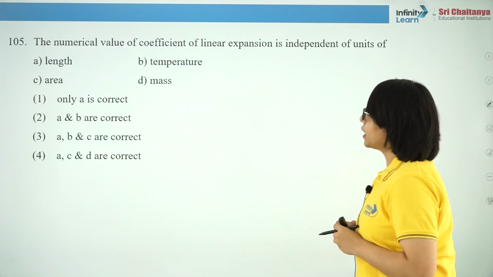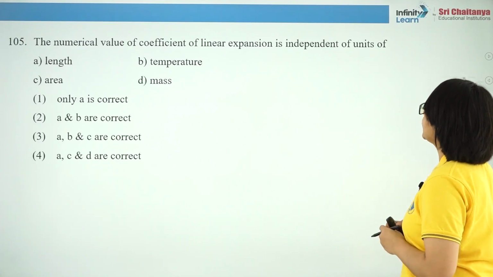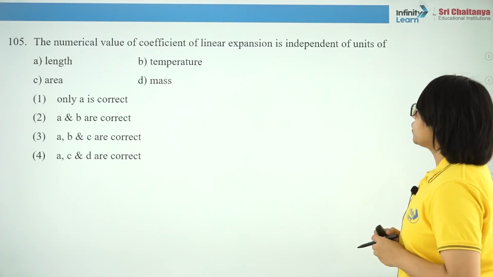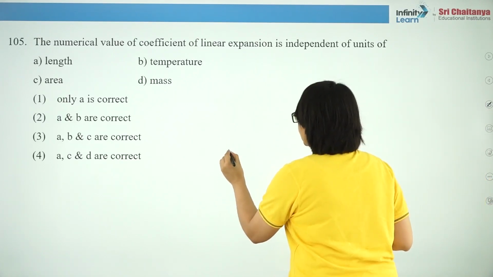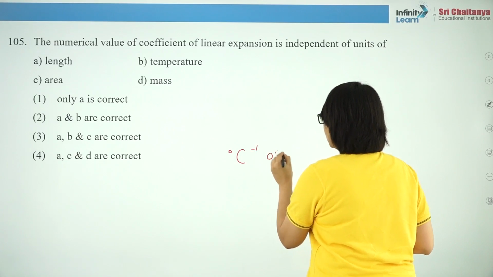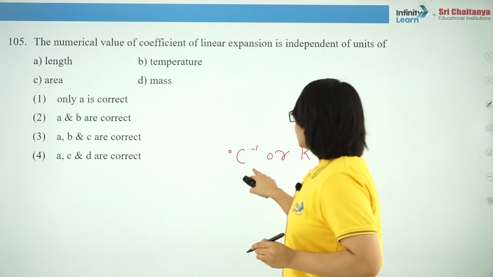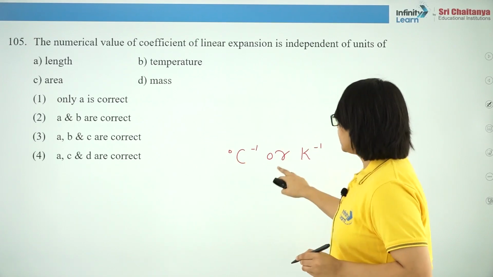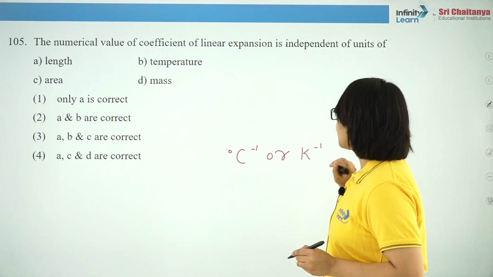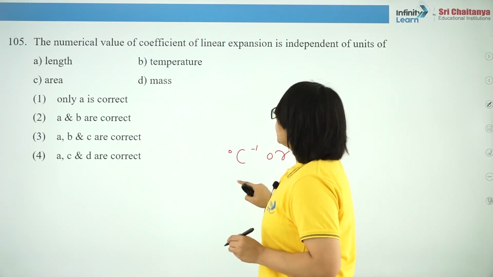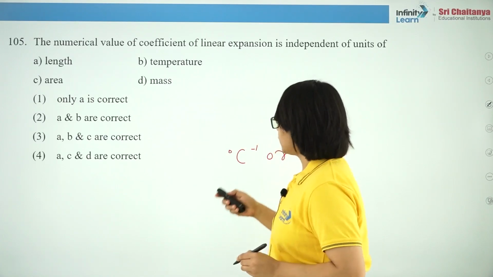Next is 105. The numerical value of coefficient of linear expansion is independent of units of. So, coefficient of linear expansion has unit degree Celsius inverse or Kelvin inverse. So, you can see that it is independent of length, it is dependent on temperature, it depends on area and it depends on mass, right. So, it is independent of A, C and D, which is option 4.